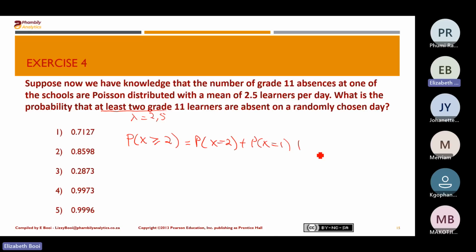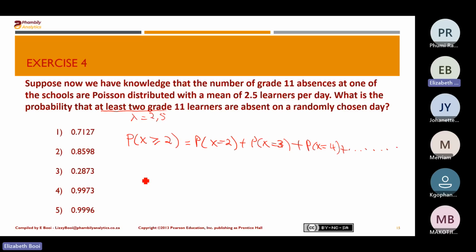3, plus the probability that X equals 4, plus, until, can you see? You're going to go on and on. Alternatively, we can use the complement, because by subtracting the complement from 1, we will get the probability of X greater than 1.